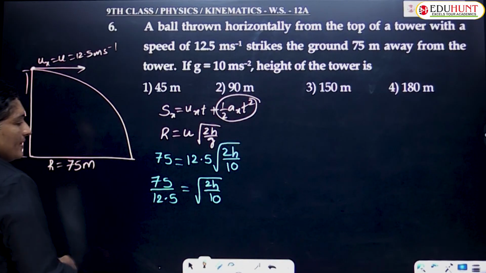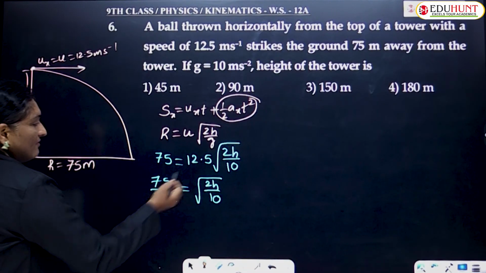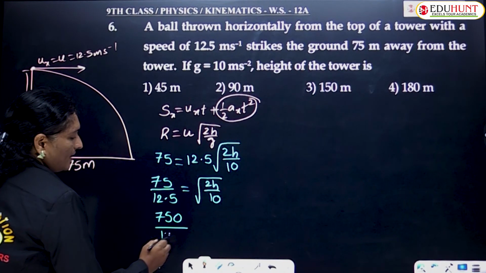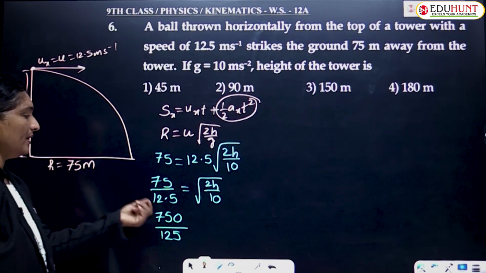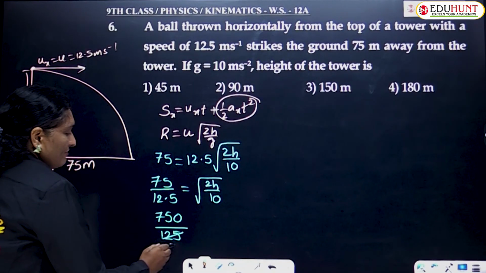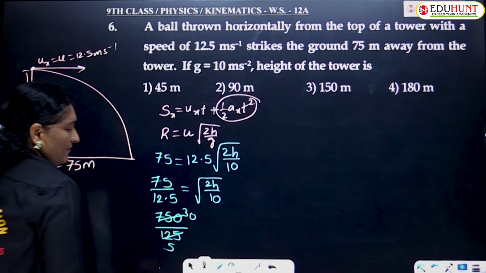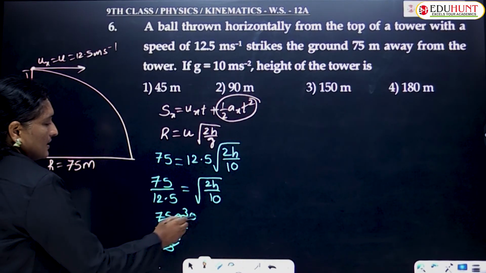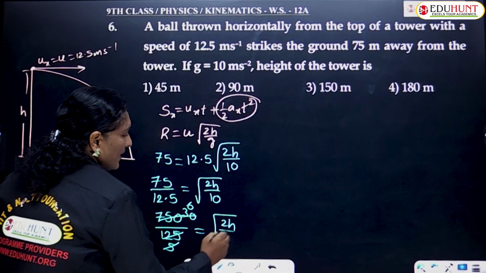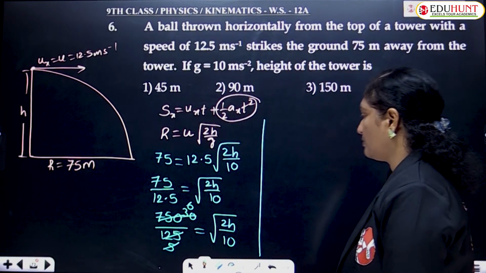Let us multiply and divide the numerator and denominator by 10. 75 into 10, we get 750, and 12.5 into 10 is 125, simply removing the decimal. We know that 25 fives are 125 and 25 thirties are 750, and this 5 goes 6 times. So 6 equals root over 2h by 10. We got 6 equals root over 2h by 10.